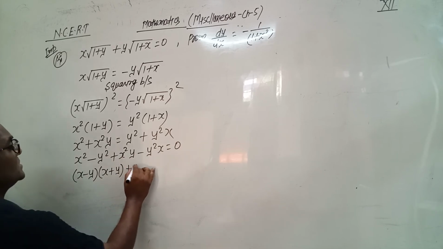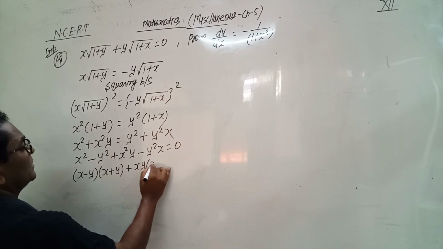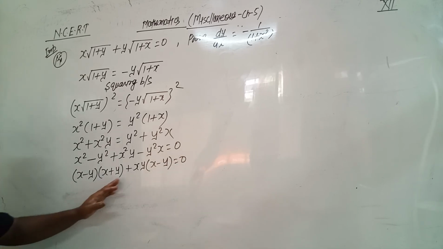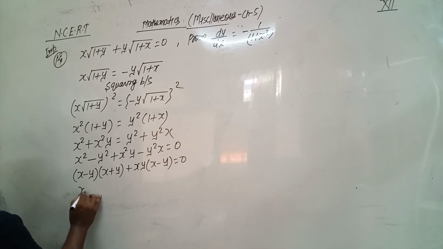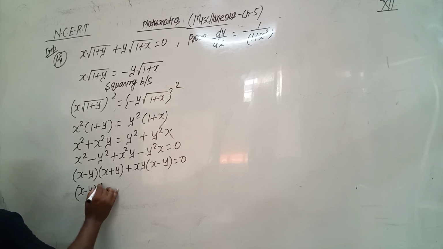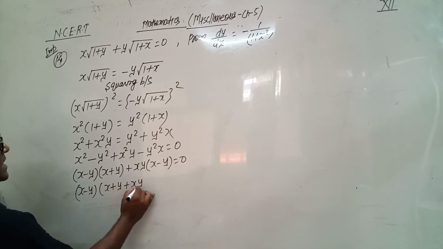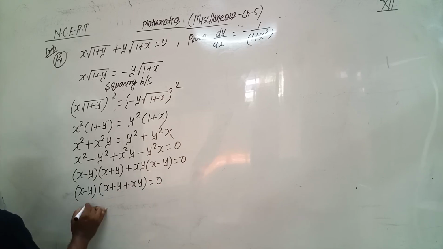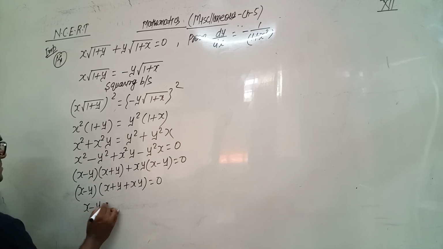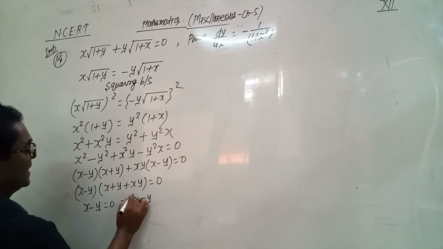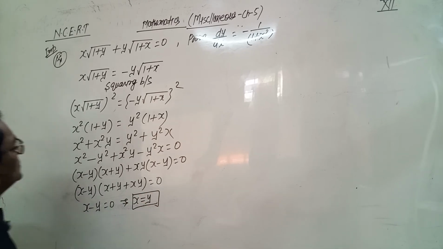From both the terms xy is common. We get (x minus y) equals 0. Now from these two terms x minus y is common. So we get (x plus y) and plus xy equals 0. It means either x minus y equals 0. This implies x equals y.